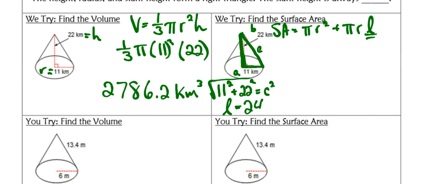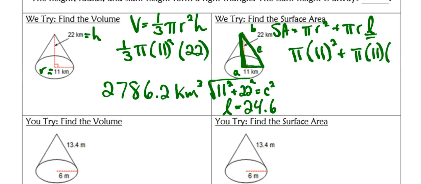That is 24.6. I'm just going to round that to the tenths. So that's the number I'm going to plug in for L. Pi times the radius squared, which is 11 squared, plus pi times the radius times 24.6, which is what I found for the slant height. Multiply this first part together.